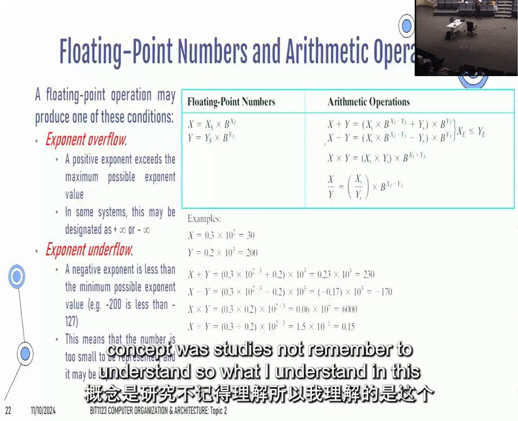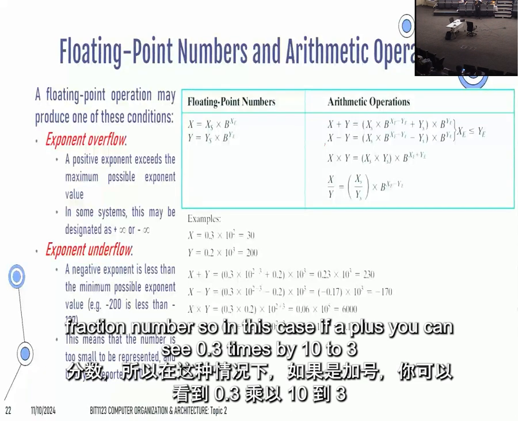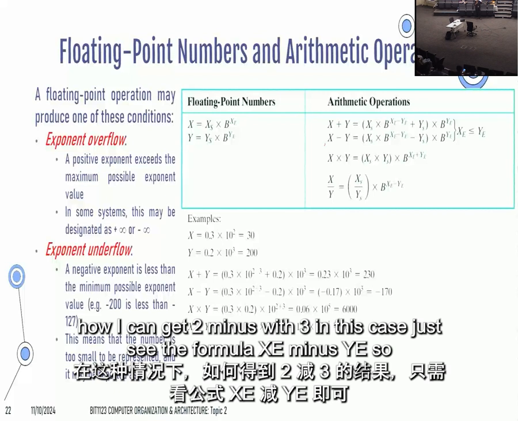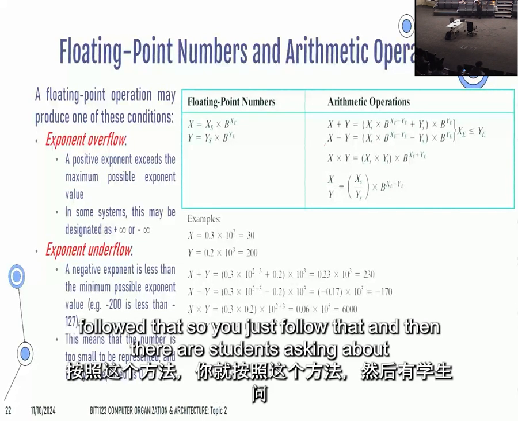The concept of study is not to remember but to understand. What I understand in this case is that it's just taking the exponents of the value for the particular fraction number. So in this case, for plus, you can see 0.3 times 10 to the 3. How can I get 2 minus 3 in this case? Just see the formula, xe minus ye. So what is x? This xe is 2, and for the ye, here I got 3. So I just follow that.